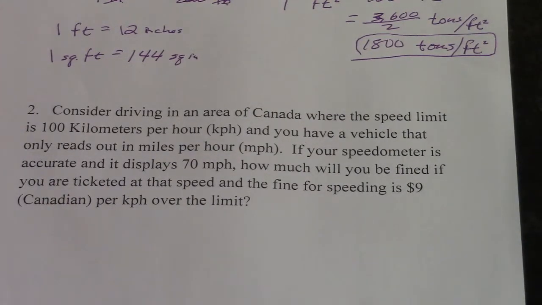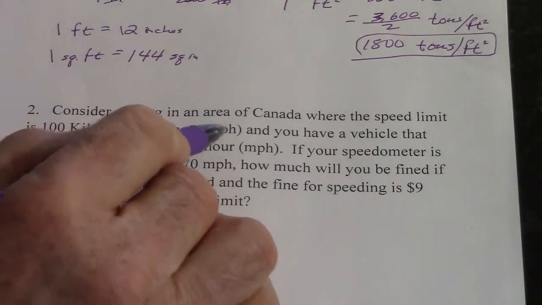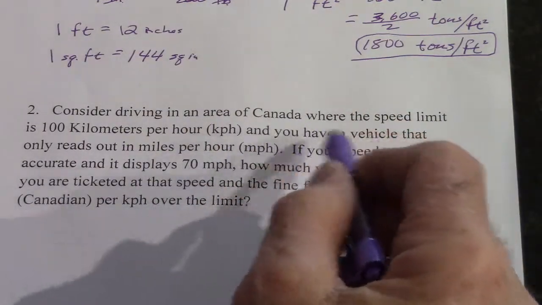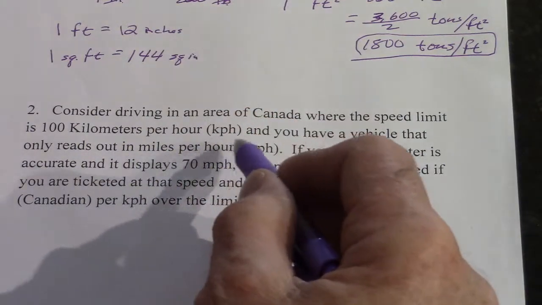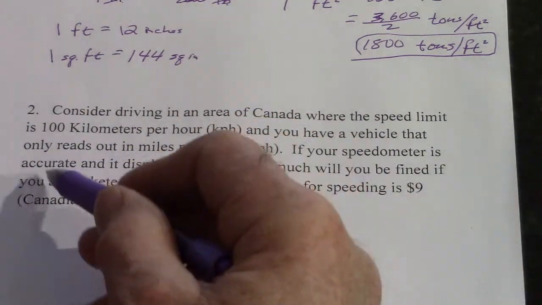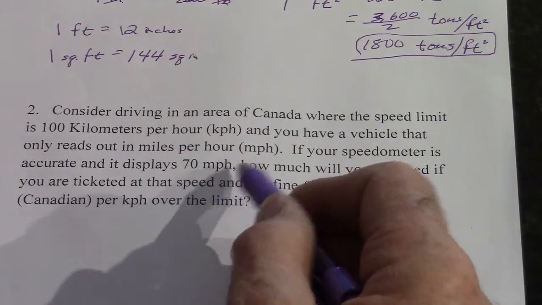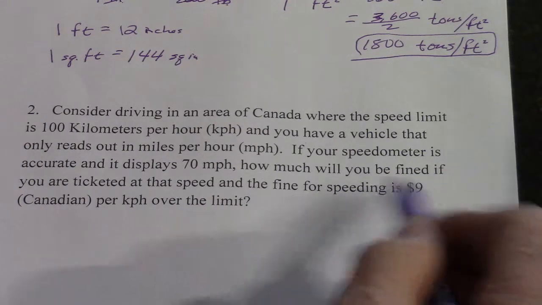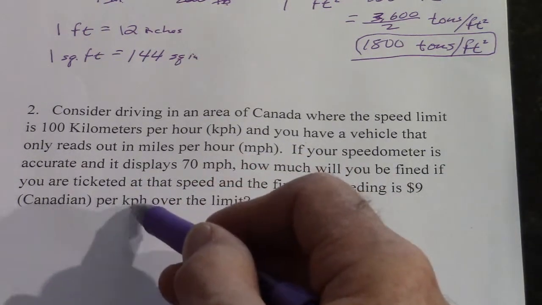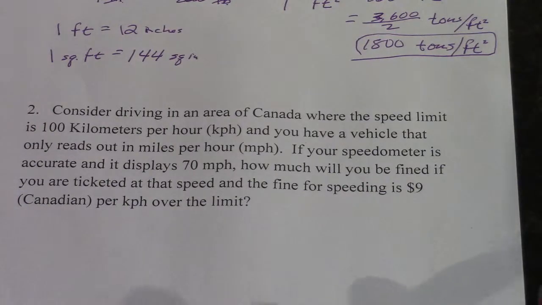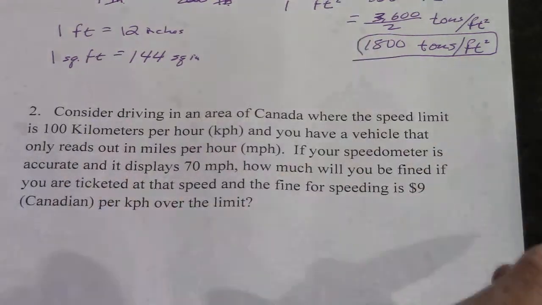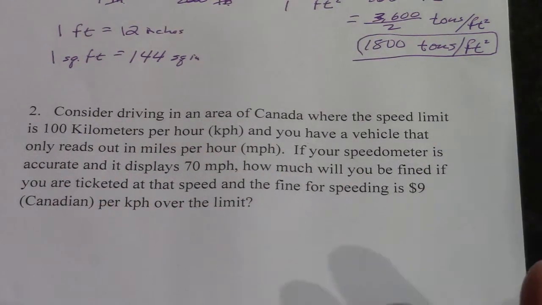It says, consider driving in an area of Canada where the speed limit is 100 kilometers per hour. That's abbreviated kph. And you have a vehicle that only reads out in miles per hour. So if your speedometer is accurate and it displays 70 miles per hour, how much will you be fined if you are ticketed at that speed and the fine for speeding is $9 Canadian dollars per kilometer per hour over the limit? So first of all, if you're driving at 70 miles per hour, is that actually faster than or slower than 100 kilometers per hour? Are you going to get fined at all?